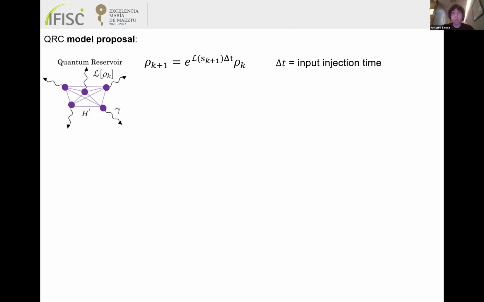So going now to our model proposal, as I said, our system is a Markovian reservoir. We have these application rules that depend on an input-dependent Liouvillian, where this delta T here is the input injection, the time in which the system is interacting with the external environment at each time step.